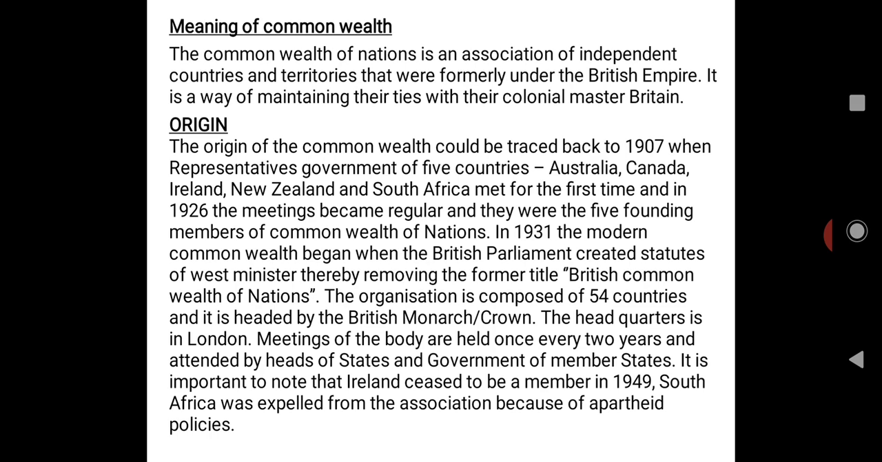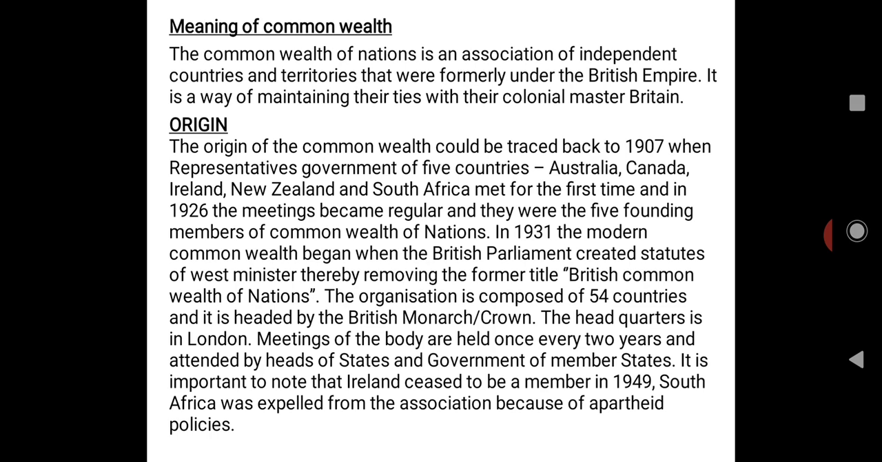Having given out the set objectives, now let's look at the way we can achieve these set objectives. Number 1, introduction. We have to look at the meaning of Commonwealth of Nations, and it means the association of independent countries and territories that were formerly under the British Empire. It is a way of maintaining their ties with their colonial master, Britain.